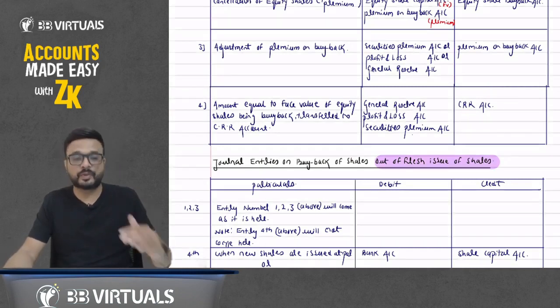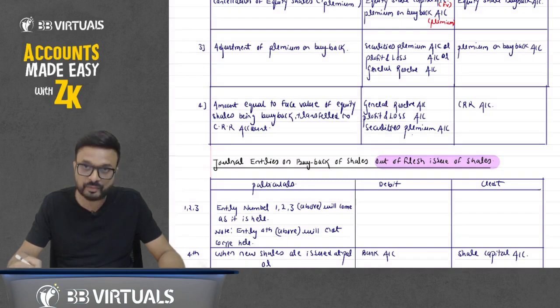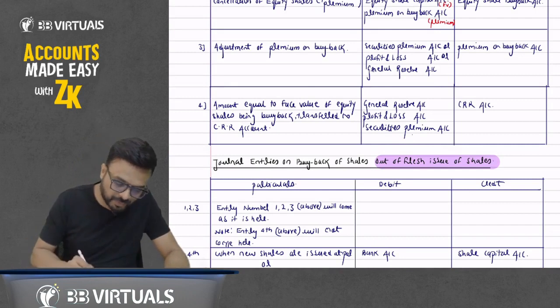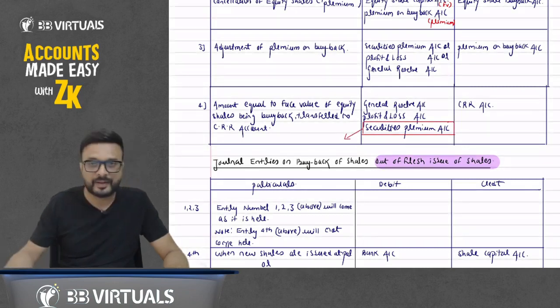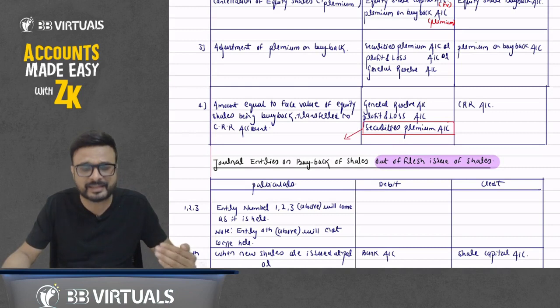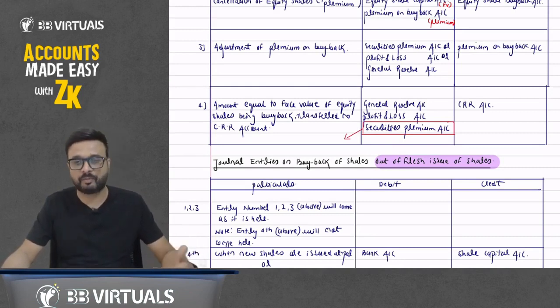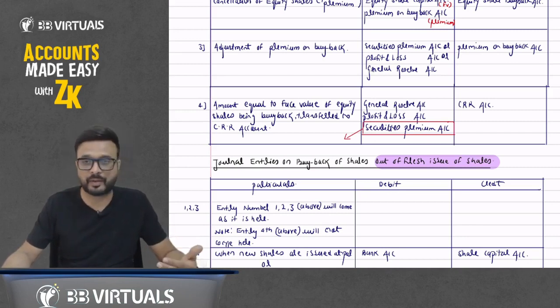But when you transfer to CRR account, you can utilize general reserve, profit and loss account, and you can utilize securities premium also. But remember one thing, I have observed that the institute, when they transfer to CRR account, generally doesn't utilize securities premium account. It is not prohibited at the time of buyback to utilize securities premium account to transfer to CRR account, but I observe that the institute utilizes it only as a last resort.